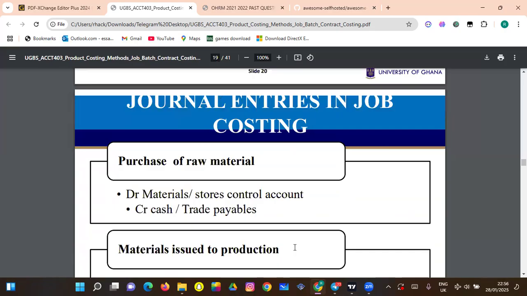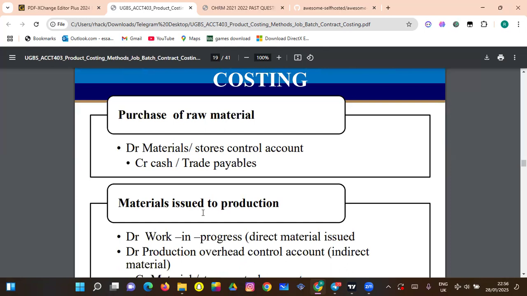So if you want to generalize everything or post them into the ledger, what we have to do is that in the purchase of raw material, we are going to debit the materials or stores control account and credit cash if we paid with cash, and credit trade payables if we bought it on credit.